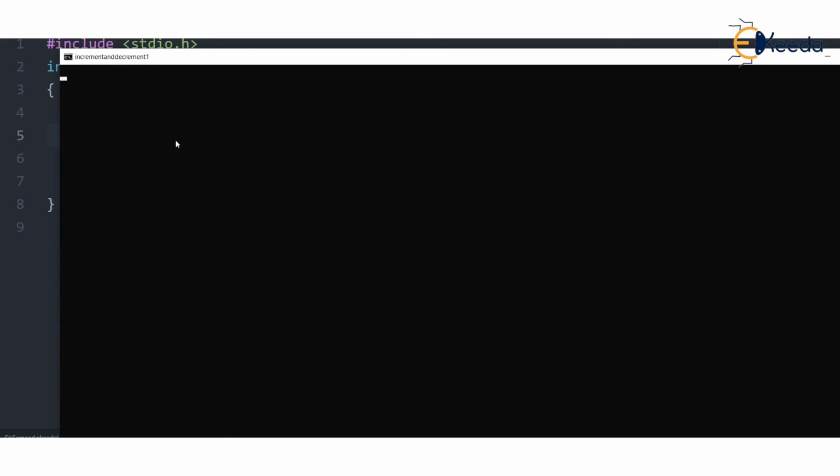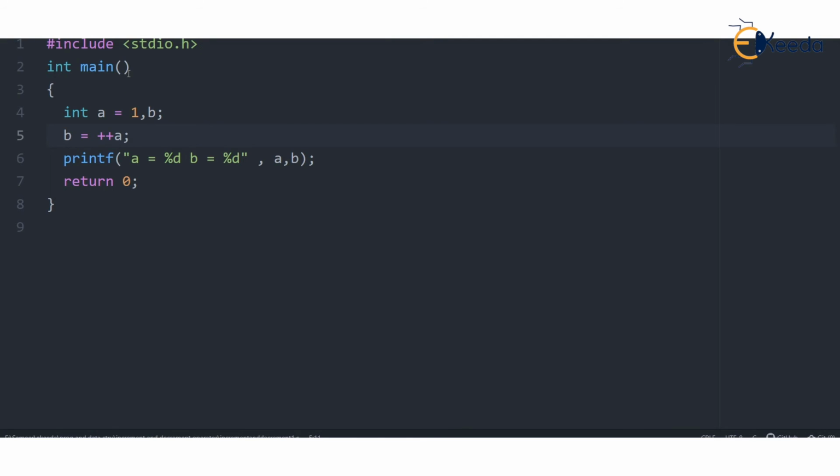Oh, sometimes it takes really very long. A is 2 and B is 2. I hope you understood. A will become 2 due to prefix, and now B will take the value of the right hand side. So B will become 2. Okay, so this was an example of prefix. Let's go on to the other code.